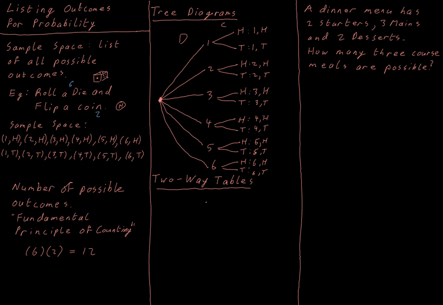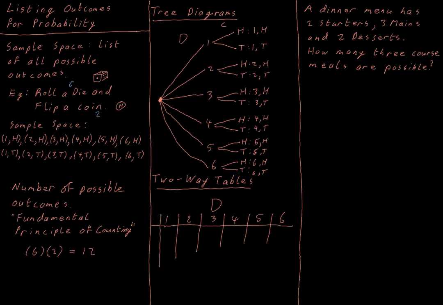So what we do is we pick a two-way table. It's a table that goes in 2 directions. So we have our die going across. So we write down the options for our die. We could get a 1, a 2, a 3, a 4, a 5, or a 6. Those are all of our options for the die.